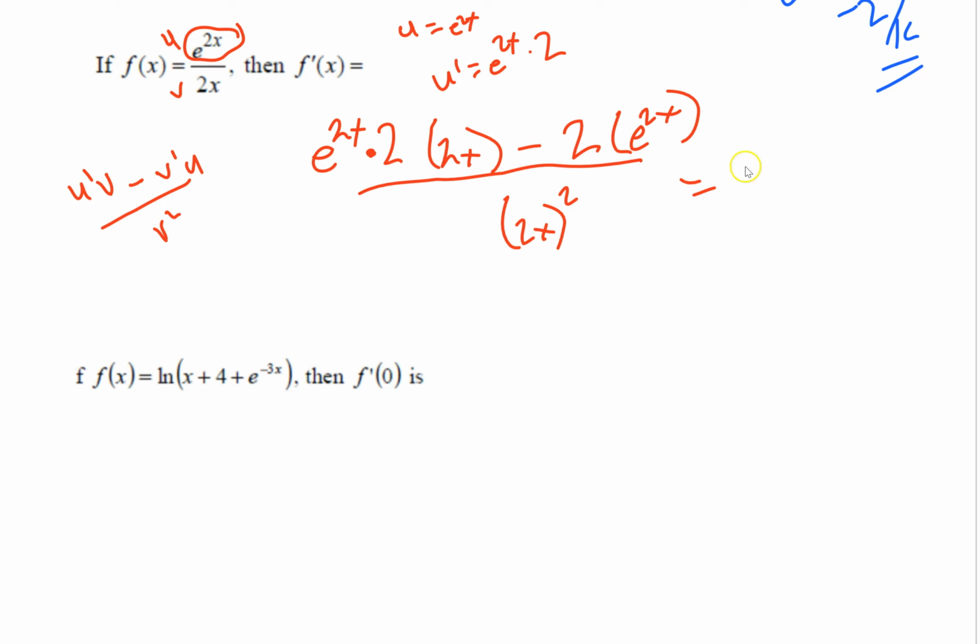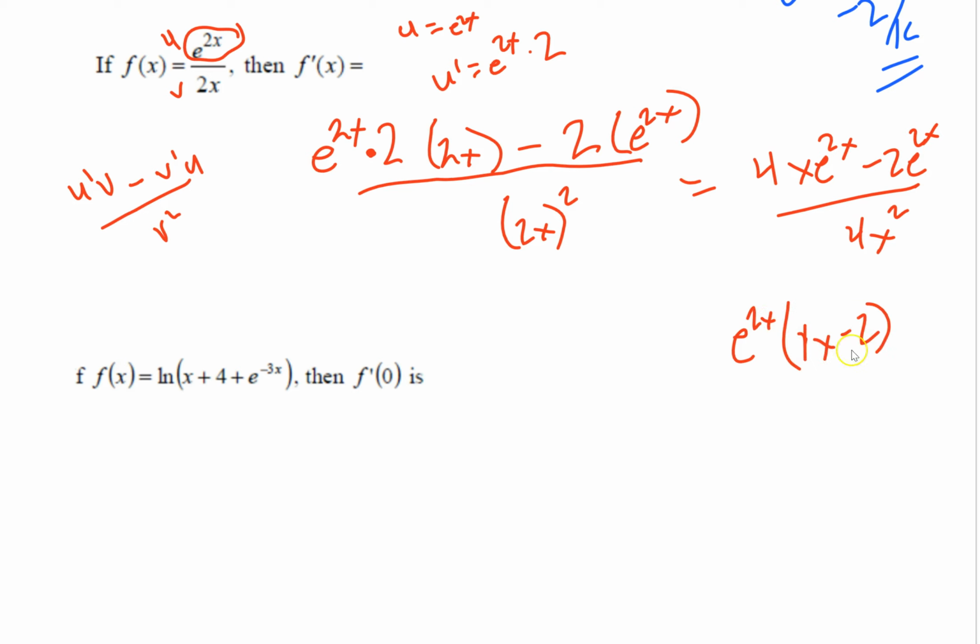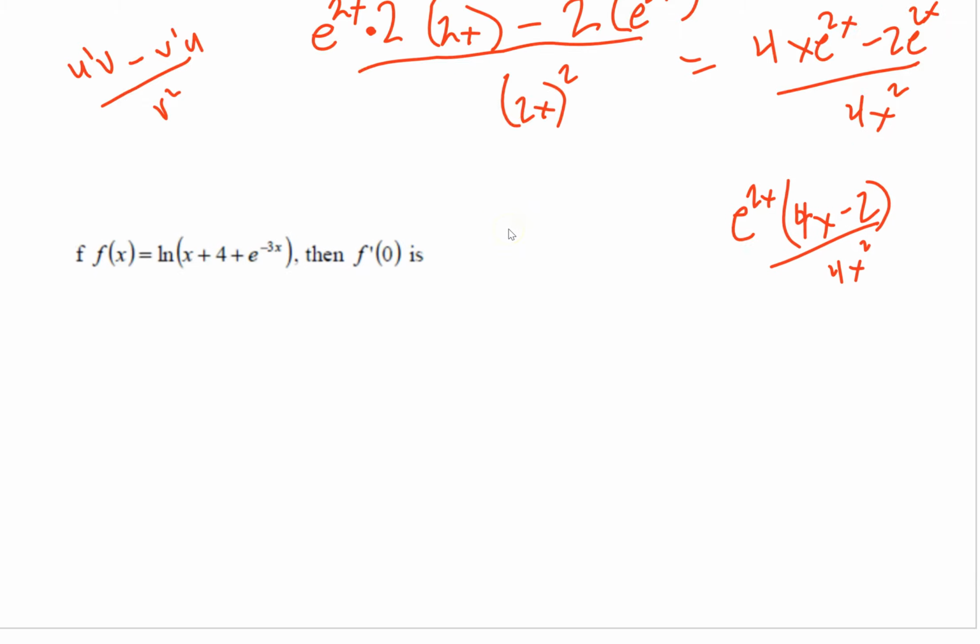Now if you want to simplify that a little bit, you could. You get 4x e to the 2x minus 2e to the 2x all over 4x squared. Again, you only have to do that if they ask. Otherwise, that's fine. And if they ask, they're probably going to want you to factor out the e to the 2x on both. So it'll probably look like e to the 2x times 4x minus 2, all over 4x squared. That's what you probably have to make it look like. But anyway, that's the problem, right? So not that bad if you're pretty good at your quotient rule and your chain rule. Next one.